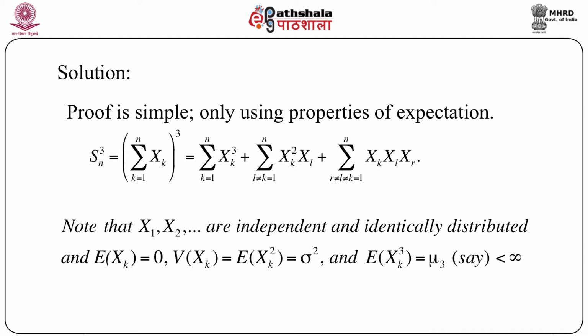x1, x2, they are all IID, or independently and identically distributed, random variables with expectation of xk equals 0, variance of xk equals, in fact, expectation of xk square, because expectation of xk equals 0. So variance of xk is equal to sigma square, and expectation of xk cube equals mu 3, because we assume a finite third order moment, and mu 3 is naturally less than infinity. And this is true for every k equals 1, 2 and so on. So these are the expressions for the expectation of some expressions with respect to each xk.